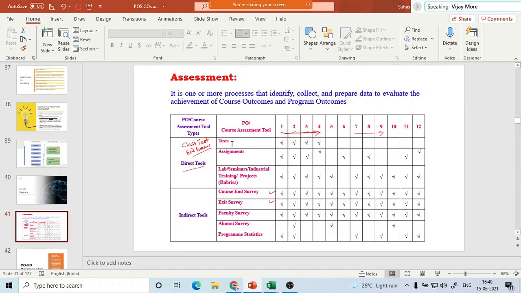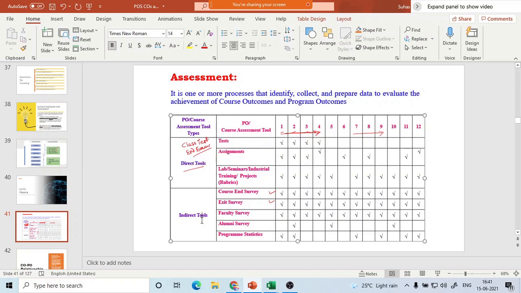In direct assessment, we are clubbing the test, assignment, lab, seminar, industrial training, project, and related activities, where the student appears for a certain exam, and it is typically defined in the curriculum. That particular CT1 is defined for 15 marks, CT2 for another 15 marks, 60 marks for the ESE exam, assignment for 10 marks. It is defined, and these are called direct tools.